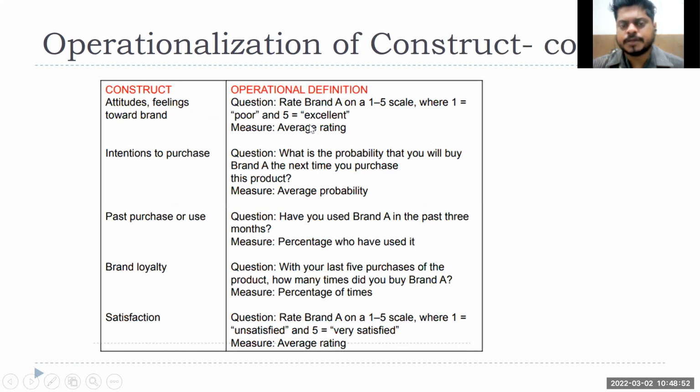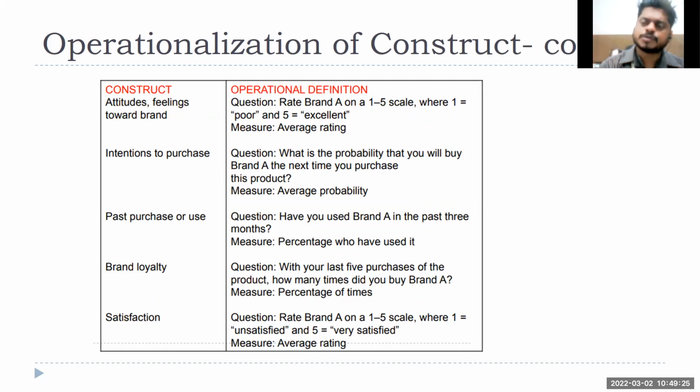So this is where we are measuring those attributes of the phone. Attitudes and feelings towards a brand: we can use a Likert scale, like I said. What do you feel about this product? What do you feel about Maruti's brand or Tata's brand for a certain car? Intention to purchase: what is the probability that you will buy brand A next time you purchase this product? Each respondent says, okay, there is a 20% probability, somebody says 80%, somebody says 1%, I'm never going to buy this product. So I take the average and say that on average, there is a 33% probability that people will buy my product.